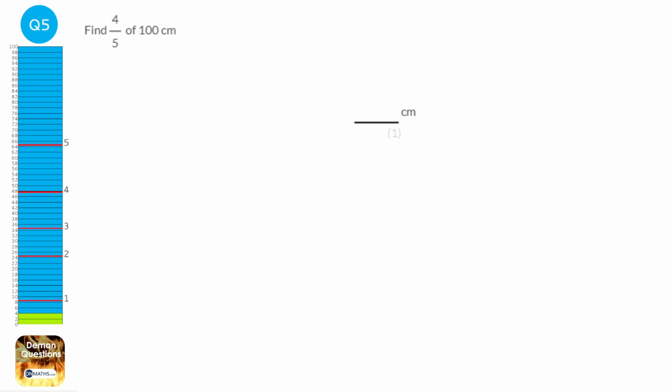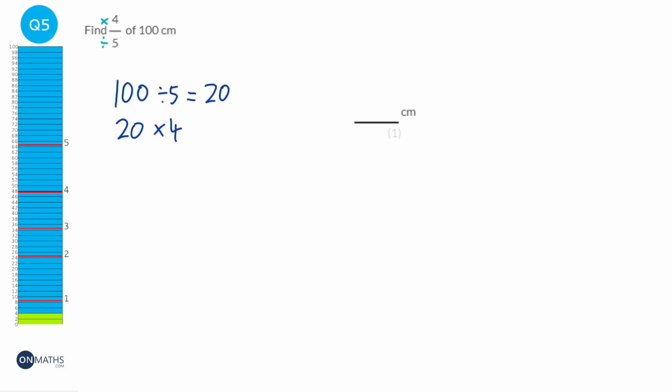To find the fraction of an amount, what we do is divide by the bottom of the fraction and times it by the top of the fraction. So the first one we're going to do is 100 divided by 5, and that would be 20. Then we're going to take that 20 and times it by the top of the fraction. So 20 times 4 is 80. So our answer will be 80 centimetres.